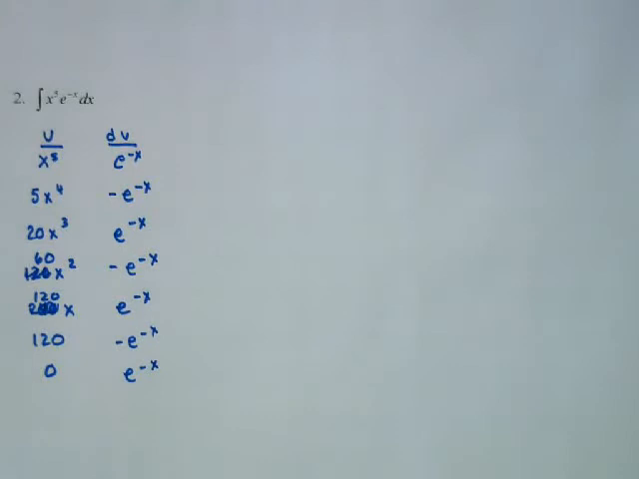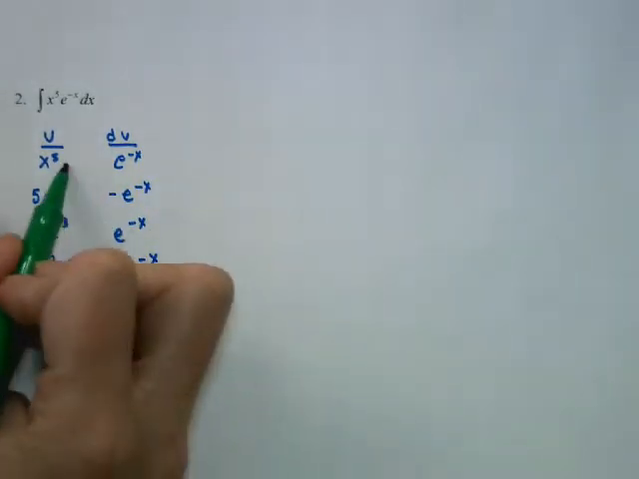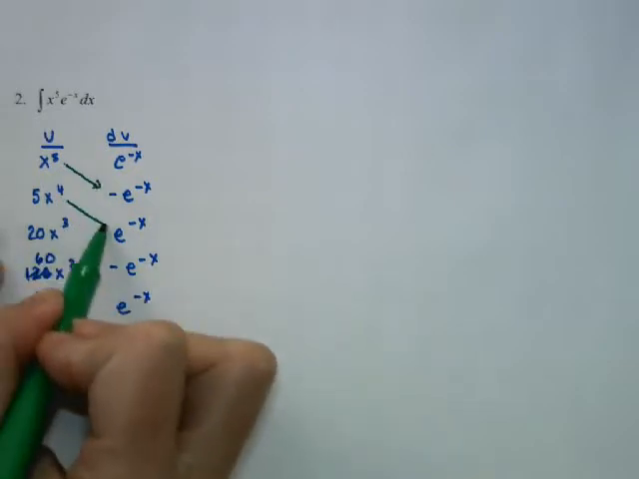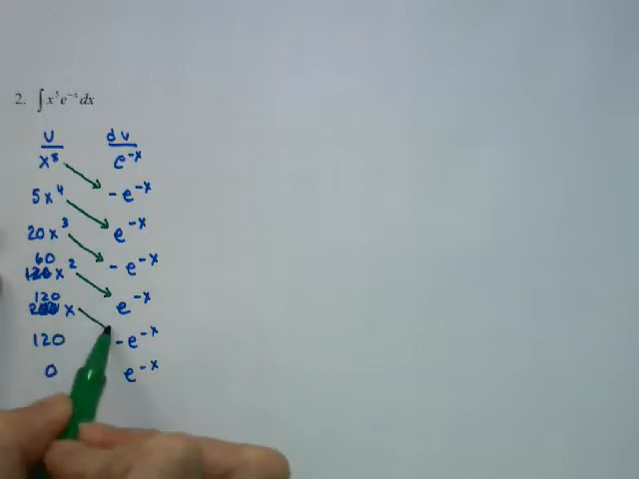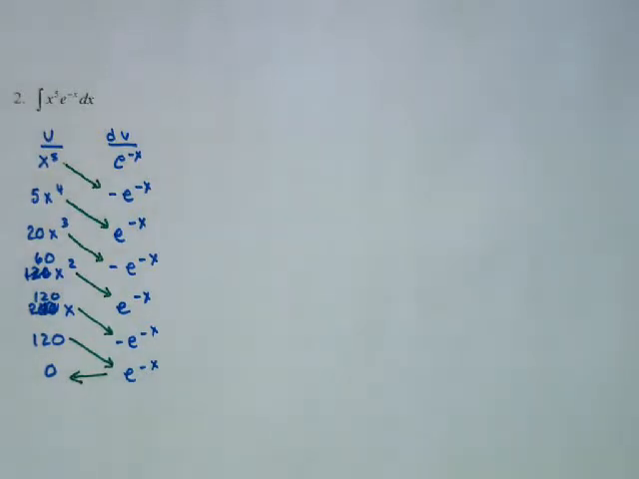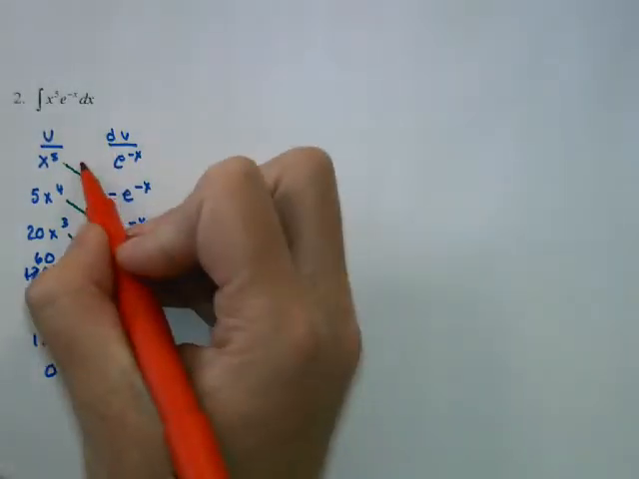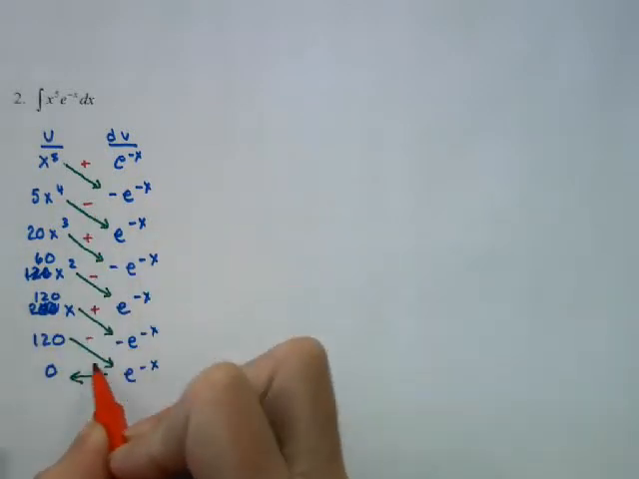Okay, then we're going to draw our diagonals. So we'll have a diagonal here, here, here, to the last one, and then we go straight across the bottom. We're going to alternate our signs. So plus, minus, plus, minus, plus, minus, plus.